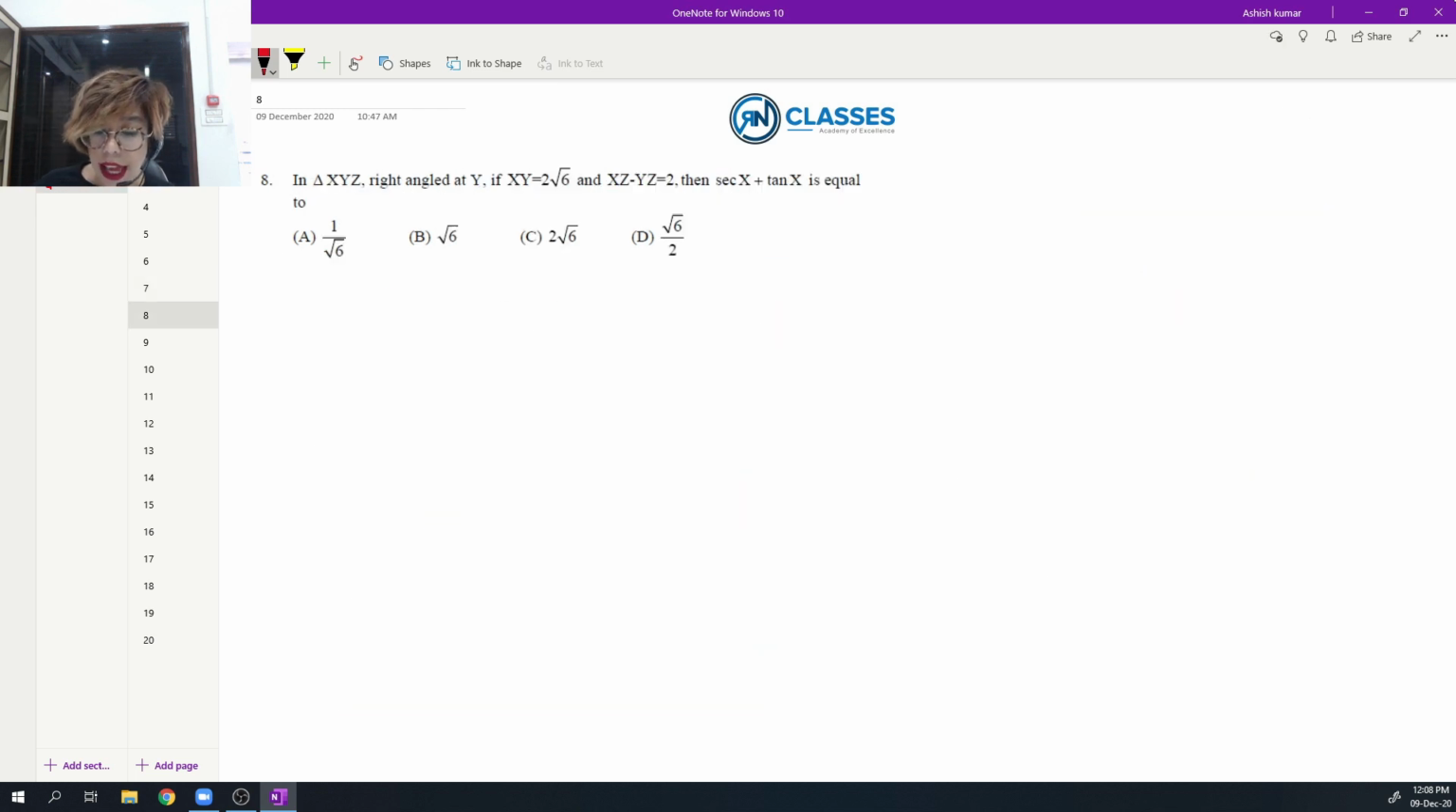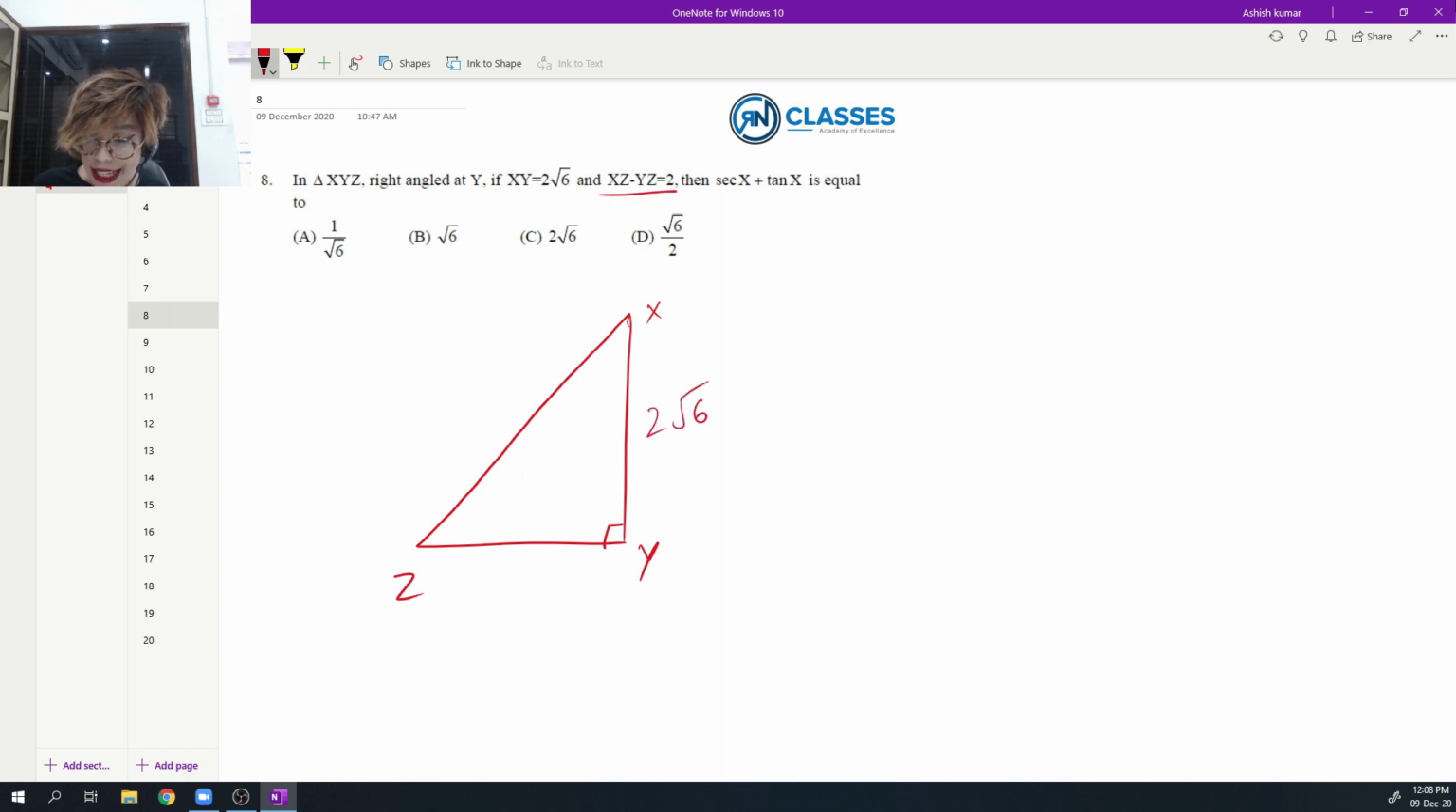In a triangle XYZ, right angle at y. Okay, so my triangle looks something like this. So right angle at y, right? So this is y, this is x, this is z. This is 90. If xy is 2 root 6, so xy is 2 root 6 and xz minus yz, so this minus this is 2. So इसको मान लेते हैं x and इसको मान लेते हैं x plus 2. Right? Then secant x plus tan x is equal to.